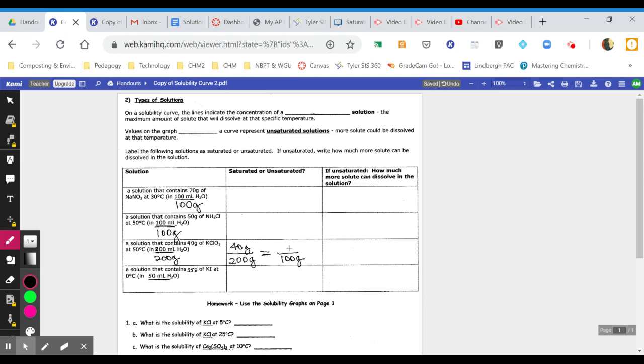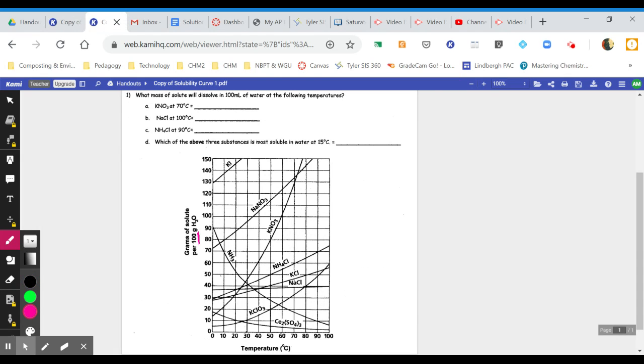And if we look at this ratio here, we can solve for what that top number should be. So you can cross multiply like you were taught in math, but I like just doing the comparison here. So 200, half of that is 100. So 40 is the top, so half of that would have to be 20. So when we're looking at our graph, we're really going to be looking at 20 grams, not 40 grams, because 40 grams is in 200 grams of water, but 20 grams would be in 100 grams of water. So we're going to go look at our graph for 20 grams of potassium chlorate at 50 degrees Celsius.